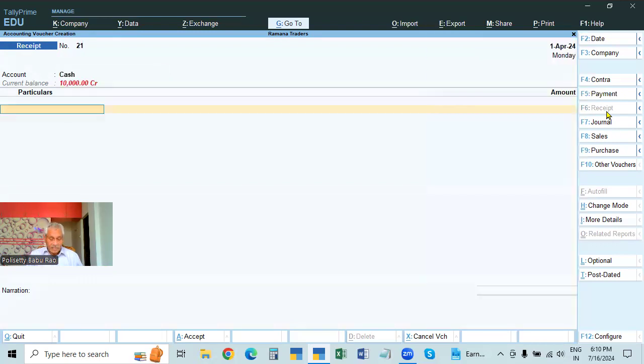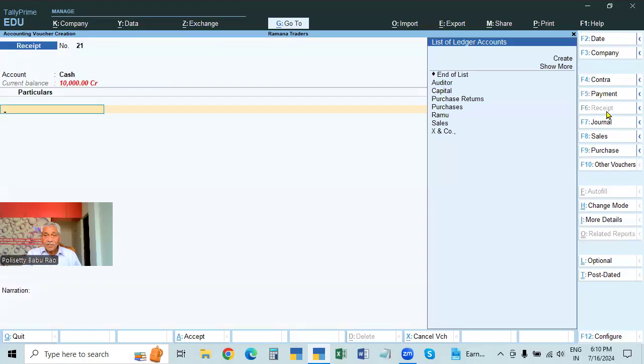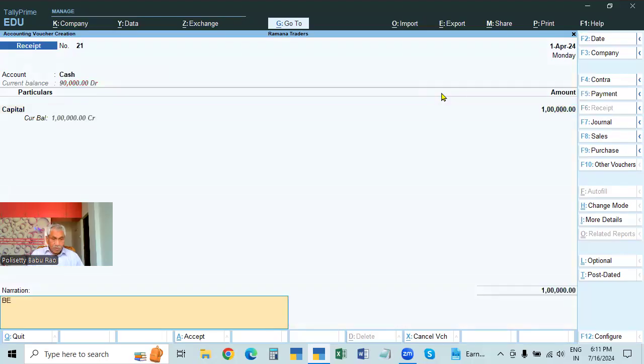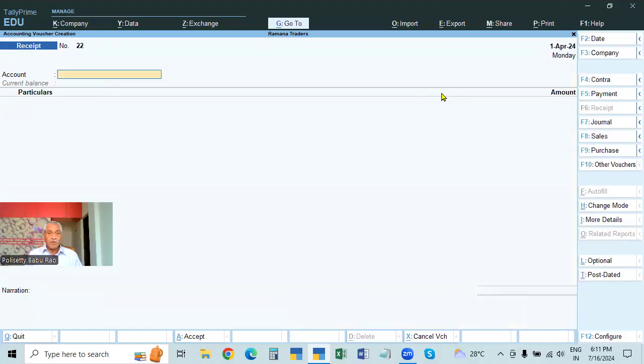So we received cash, and the capital account, see here. Press space bar and all the ledgers will be shown. So capital account. For example, 1 lakh we received as capital. So here, being capital introduced, or you can say being capital brought into business. Okay, so this is all. We completed receipt and payment also, both the methods. This receipt and payment are with outsiders: receipt from outsiders and payment to outsiders.